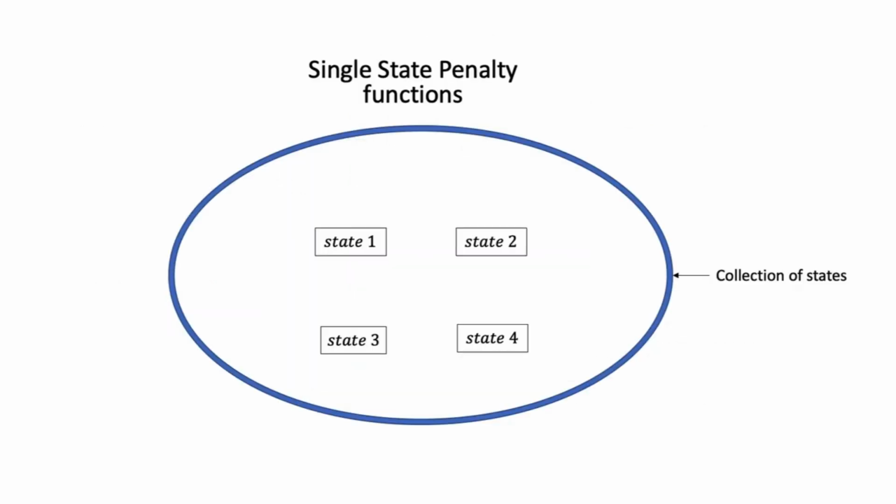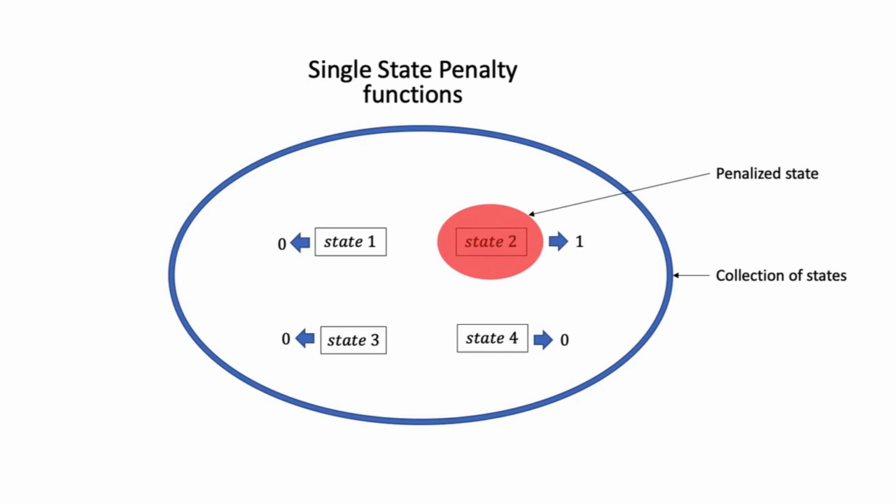A single-state penalty function is exactly what it sounds like. It penalizes one state out of a collection of states. It does that by assigning the value 0 to all states in the collection except for the penalized state, to which it assigns a positive value. Let's start with some simple examples.